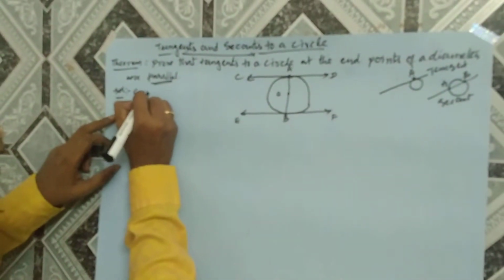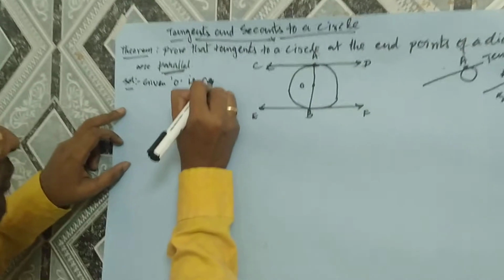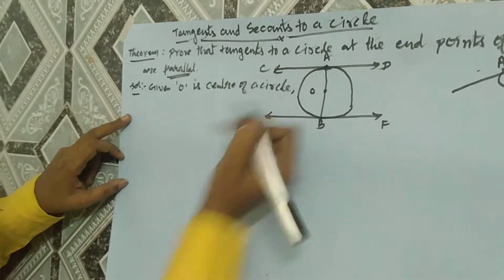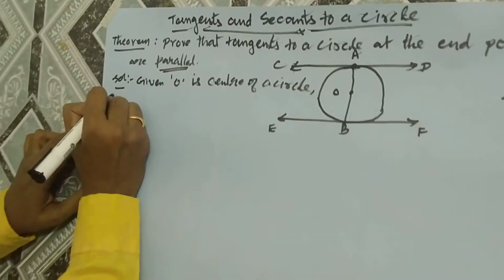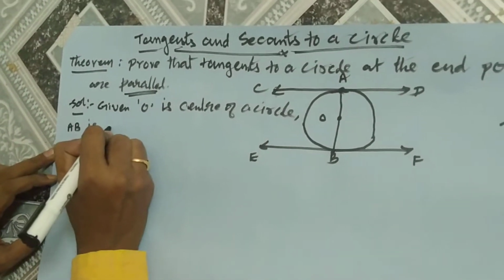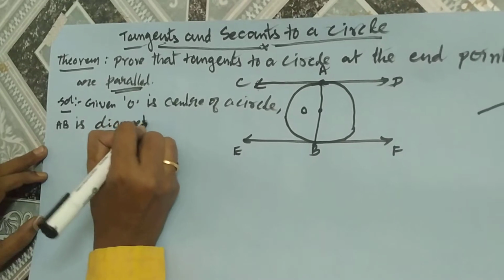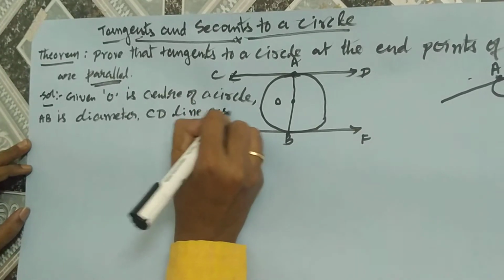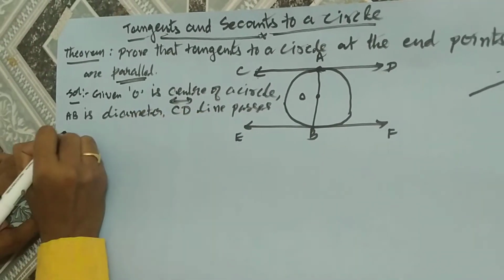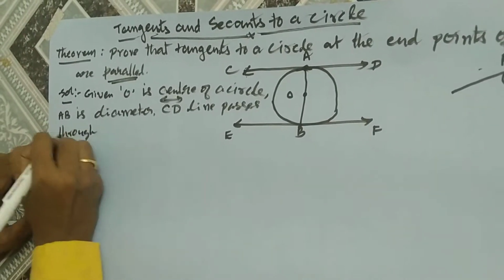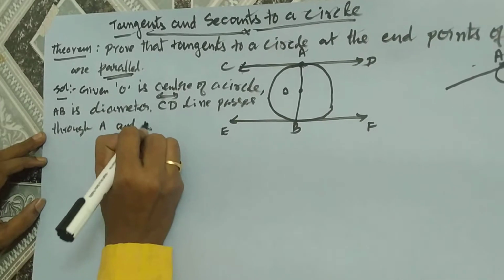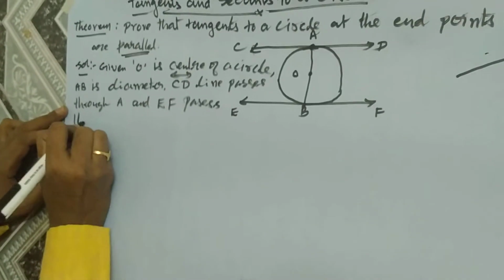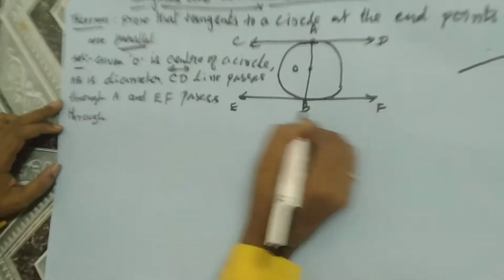Given: O is the center of a circle, AB is a diameter, line CD passes through A and EF passes through B.